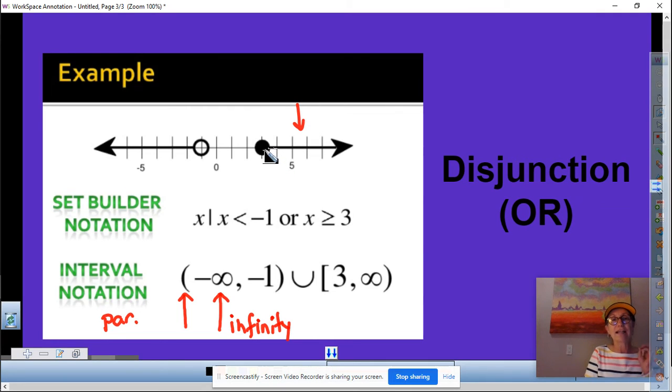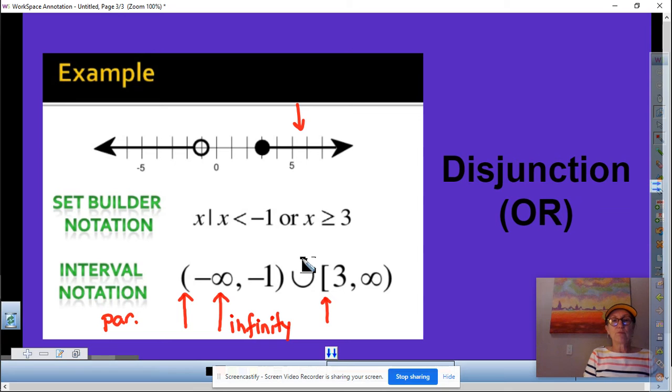It starts at 3 and includes 3. So here I have a bracket. But I go up to infinity, so I'm going to have my infinity symbol. But again, you cannot include infinity because it goes forever. I mean, that's silly. You can't include it. It's going forever. So I use the parenthesis.